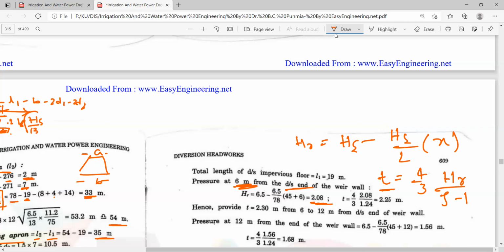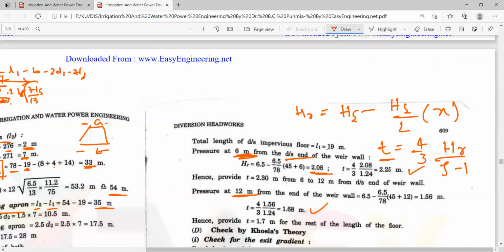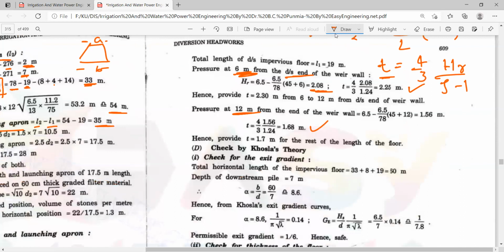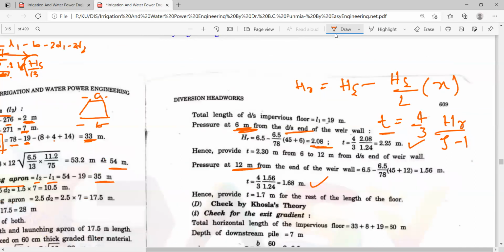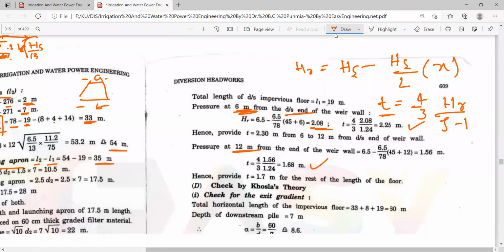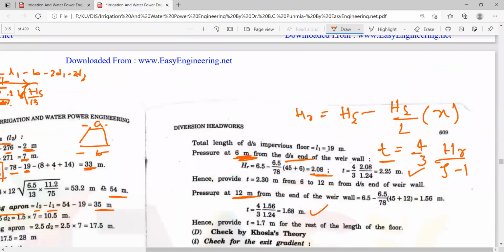Again, we need to go for the pressure at 12 meters. What thickness should we provide at 12 meters? At 6 meters, we need to provide 2.25 meters. At 12 meters, we need to provide 1.8 meters of thickness. Like that, we can calculate the thickness of the impervious apron.